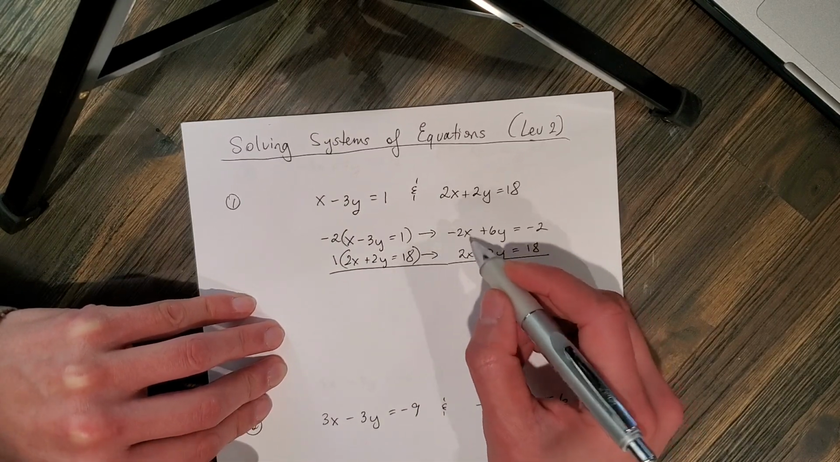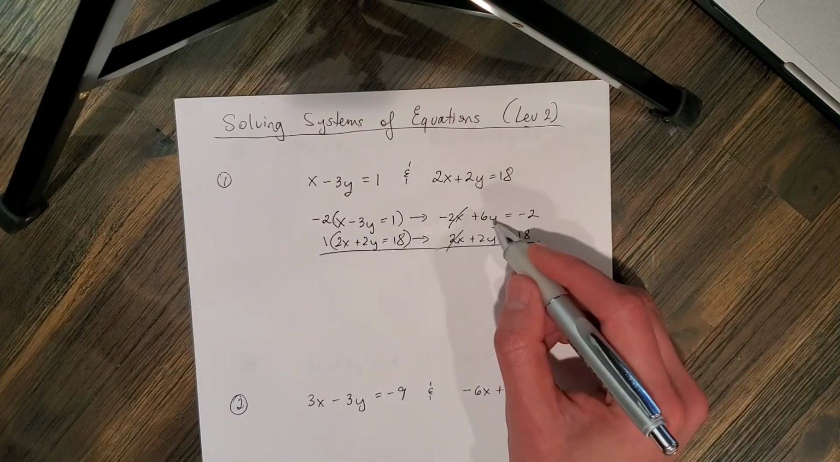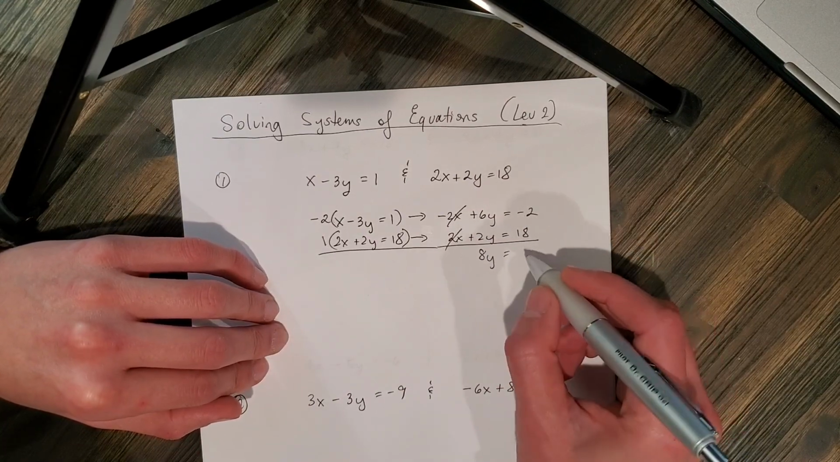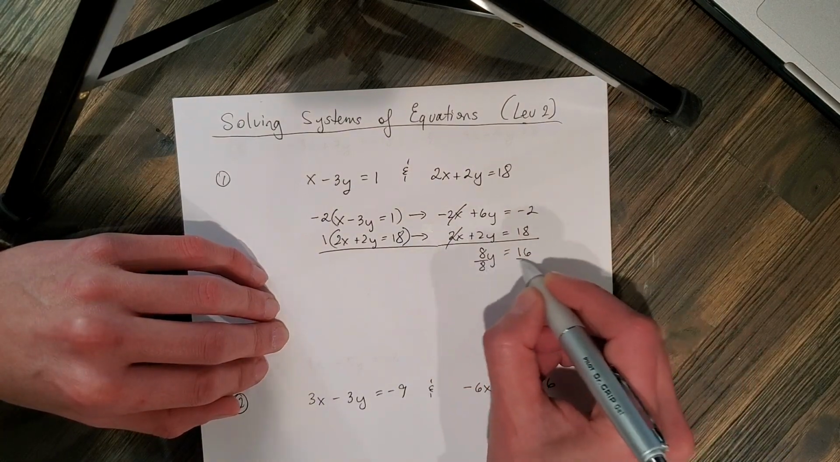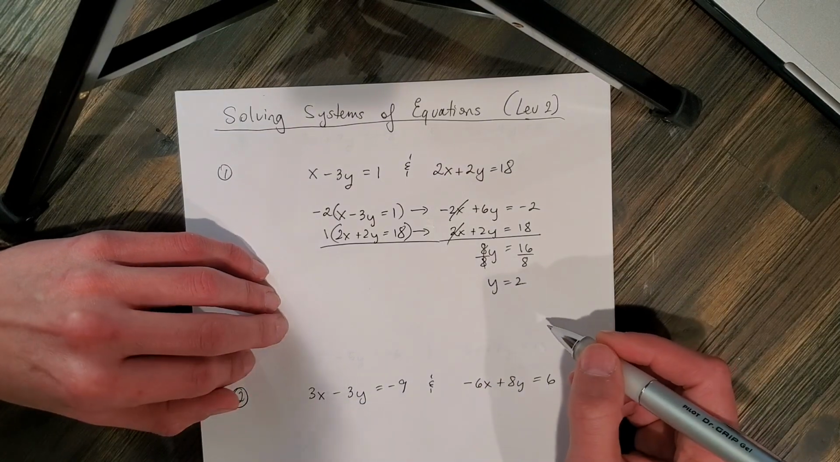So here these two x's cancel out because they are opposite now. And now I can go ahead and add: 6y and 2y makes 8y. And then 18 minus 2 is 16. Now divide by 8. And then we get y equals 2. 16 divided by 8 is 2.